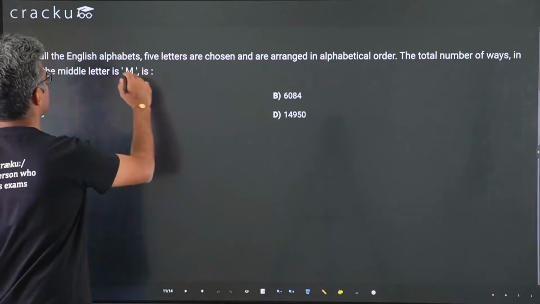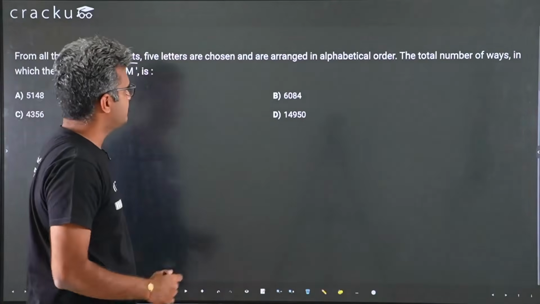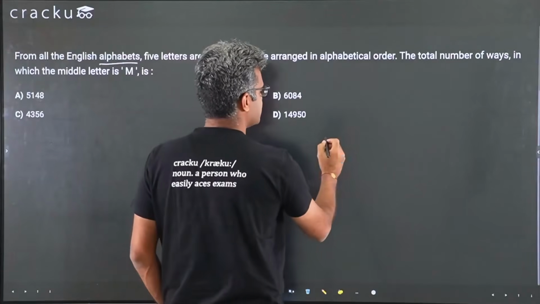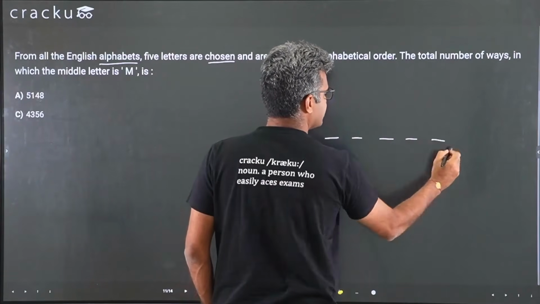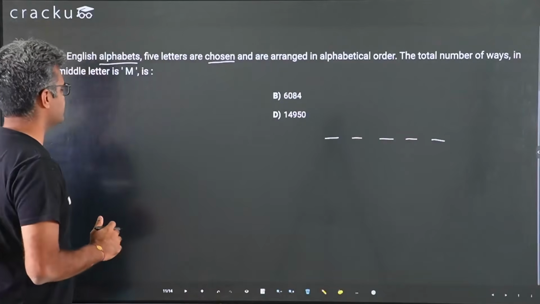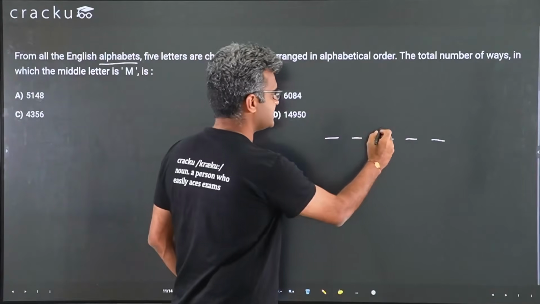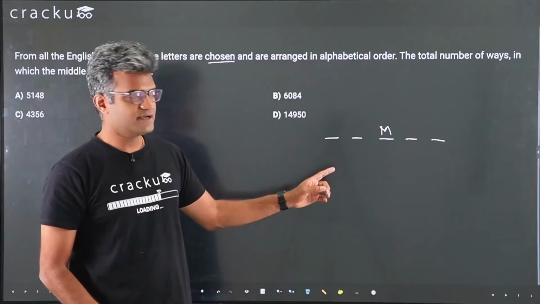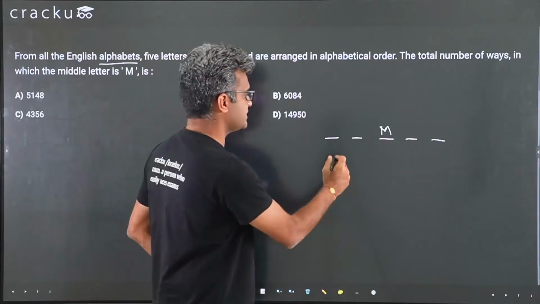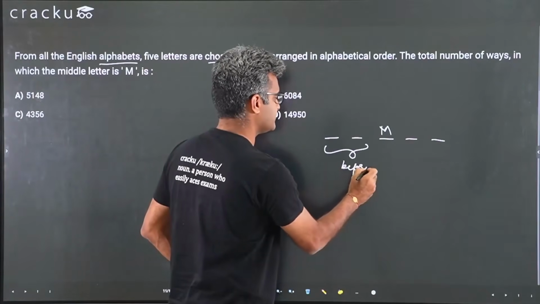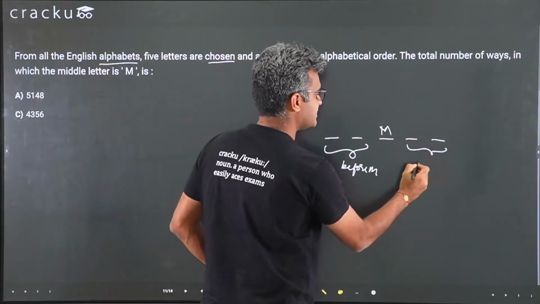In this question, we are told that from all the English alphabet, 5 letters are chosen and they are arranged in alphabetical order. So let us assume that these are the 5 letters, arranged in alphabetical order. We want to calculate the number of ways in which the middle letter, that is this letter, is M. All of these letters are arranged in alphabetical order, so this would imply that these 2 letters are before M and these 2 letters are after M.